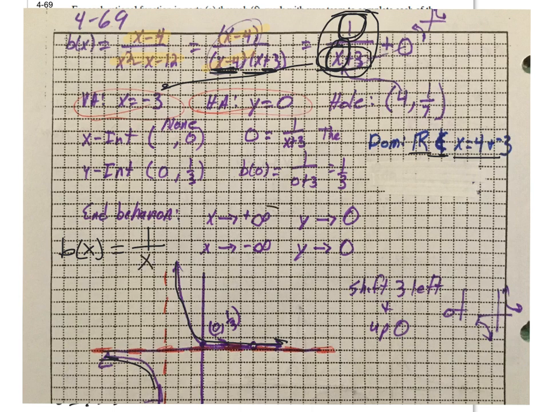Well, as x goes to positive infinity, what is my output going to go to? It's going to get closer and closer to 0, because x is going to get very large in the denominator, making the overall value closer and closer to 0. And as x goes to negative infinity, this is still going to get closer and closer to 0, because my denominator is going to become a very large negative number, making this overall value become closer and closer to 0.